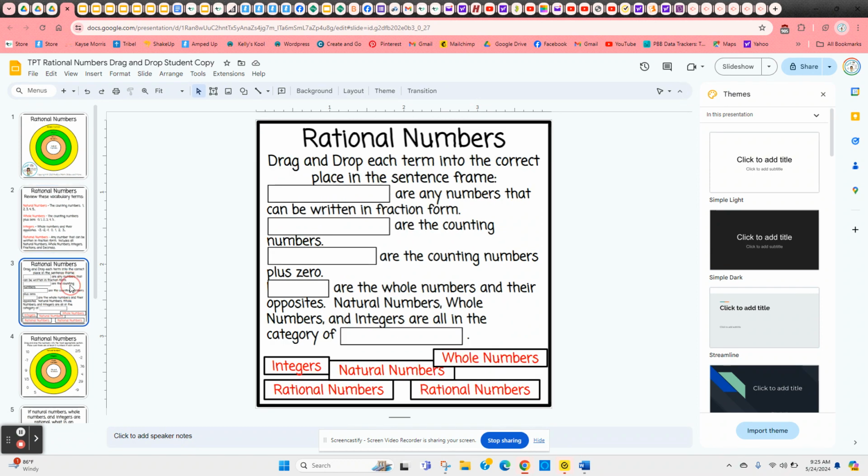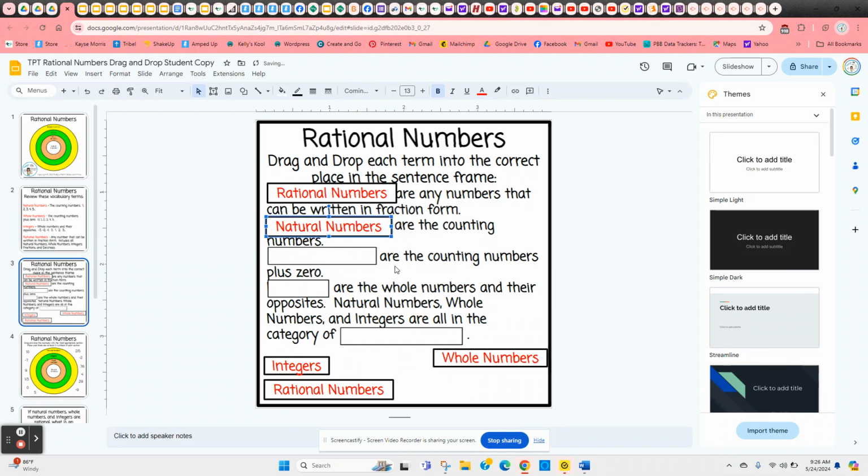So on the next slide, students are going to be moving these terms into the correct place in sentence frames. So here, any numbers that can be written in fraction form are rational numbers. So they just click and hold on the edge, and they can move that into place. Counting numbers would be the natural numbers, and so on. And they can refer back to the previous slide if they need to.